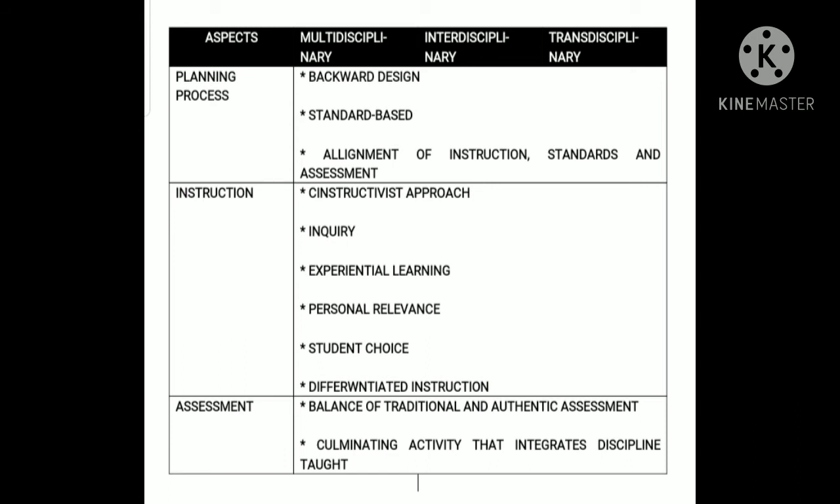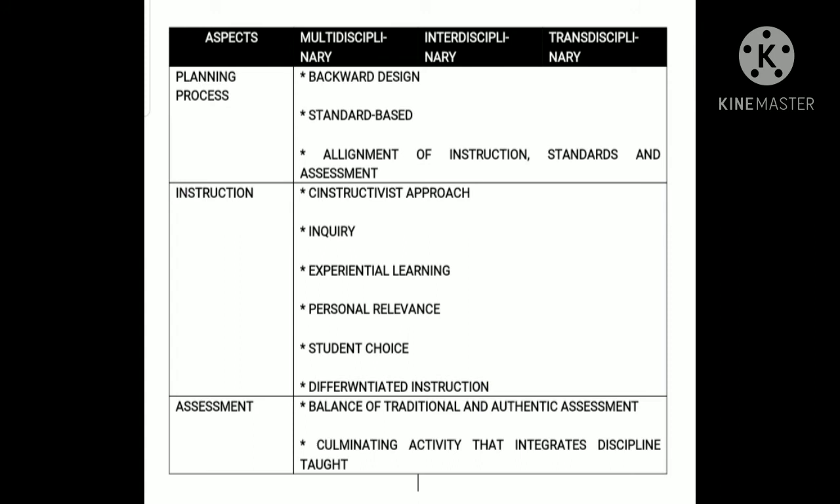The three approaches use the constructivist approach, and when we talk about the constructivist approach, it is an approach to learning that holds our students to actively construct or make their own knowledge and the reality that is determined by the experiences of the learner. Inquiry, the act of asking questions. Next, we have the experiential learning. It yields the process of learning through experiences. In other words, it is learning through reflection of doing. We also have the student choice, and the last is the differentiated instructions.